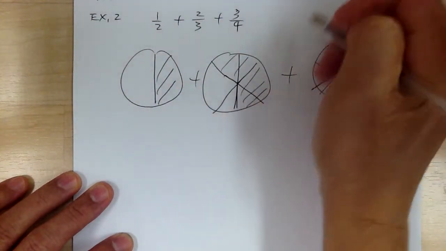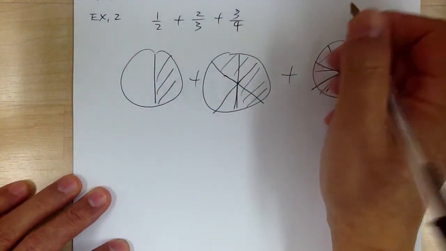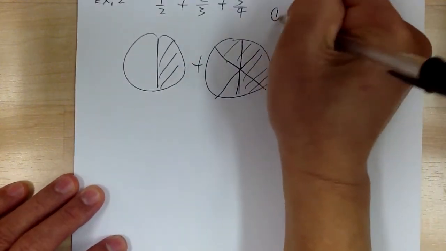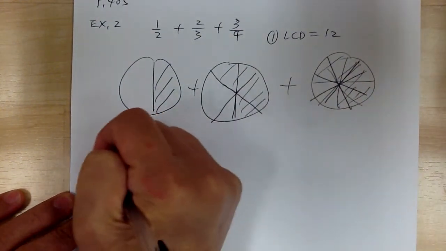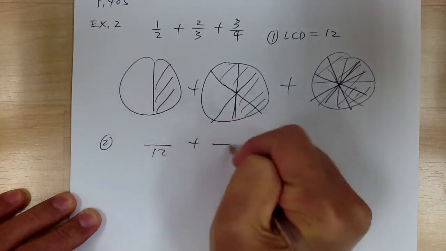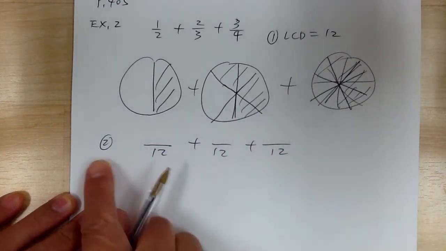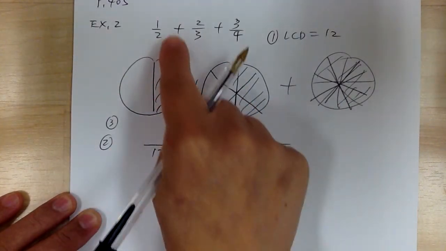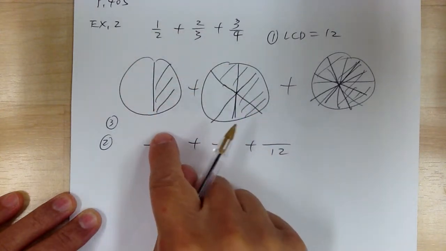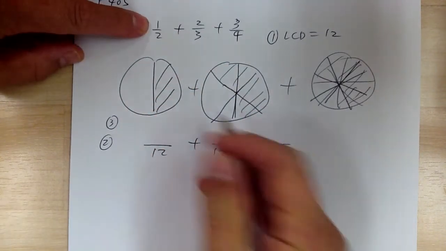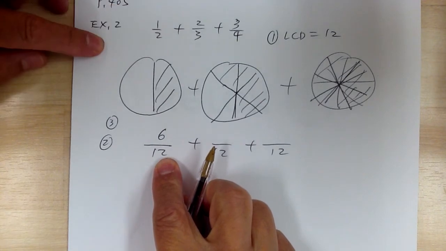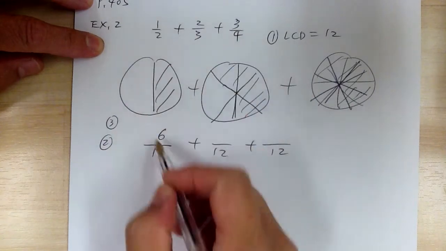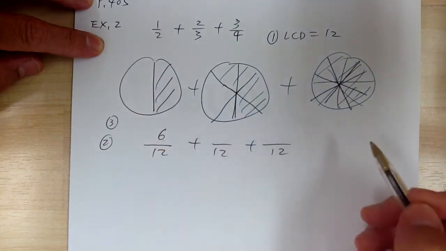Okay, so step 1, you have to get your LCD. So your LCD is equal to 12. Then step 2, you need to go and get your fraction ready. Okay, so get your LCD on the bottom. That's your step 2. Then step 3 is go ahead and multiply out to figure out the top. So 1/2 will equal to 6/12. That means if you cut a pizza into 12 slices, 1/2 will equal to 6 slices.